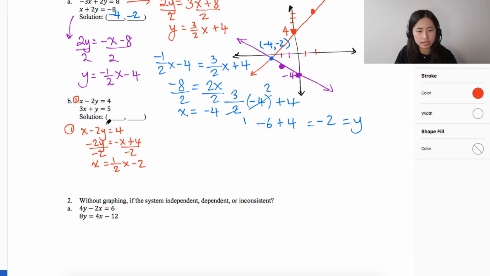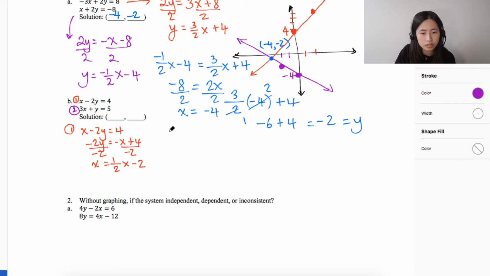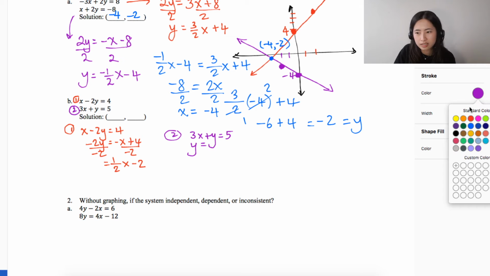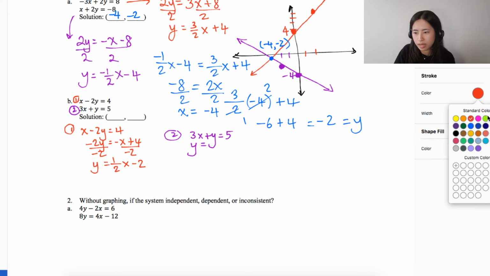Okay, so once we have that, let's solve for the second equation. So this is 2. So this is 3x plus y, and this is equal to 5. And you know that this is y, we're isolating y. Therefore, I just realized that I wrote x here. This is supposed to be y. Okay, this is y is equal to 1/2. Yes, okay, great. So let's go back to that.